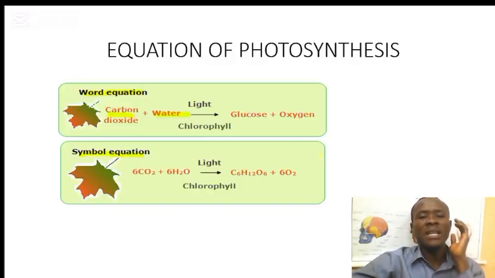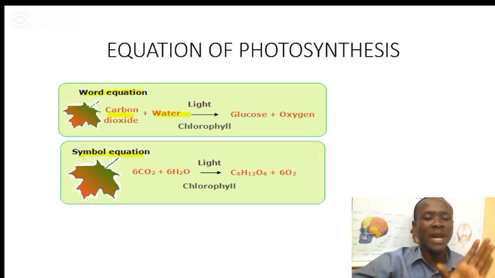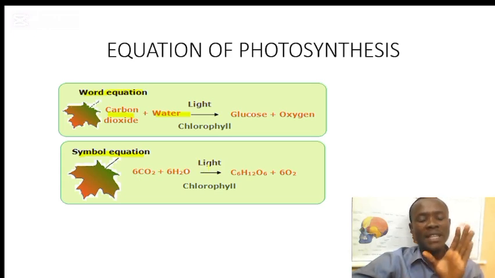So let's talk about the equation of photosynthesis. You may be asked in two ways, either to write the chemical equation of photosynthesis or to write the word equation of photosynthesis. If you are being asked to write the chemical equation, you have to write 6CO2 plus 6H2O, arrow, with light written on top of it and chlorophyll below, to C6H12O6, that is glucose, plus 6O2, that is oxygen.